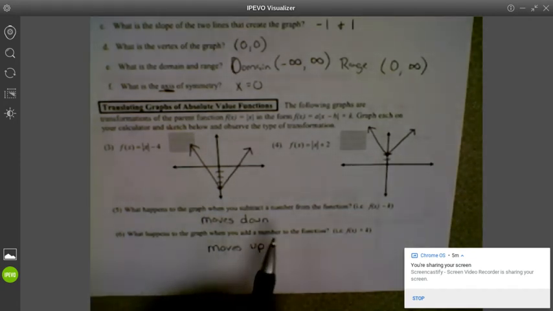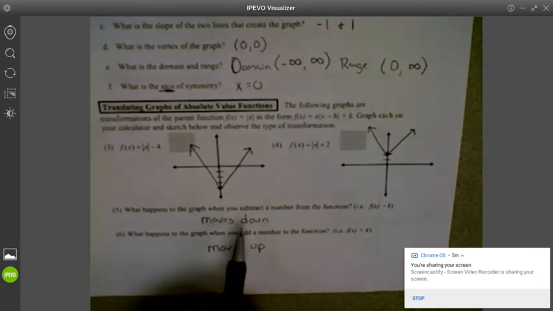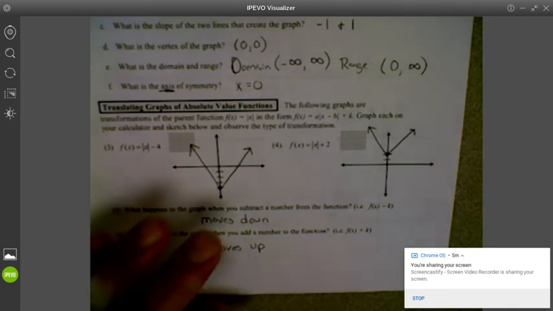What happens when you subtract a number from the function? You will move the graph down. What happens when you add a number to the function? It will move the graph up.